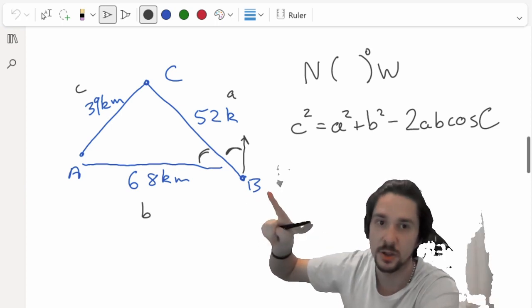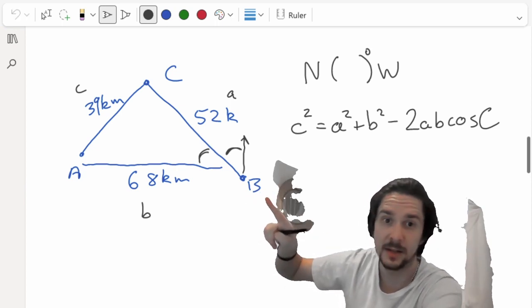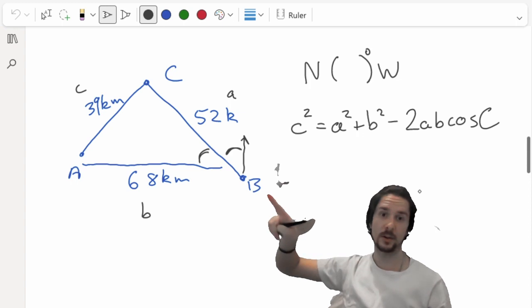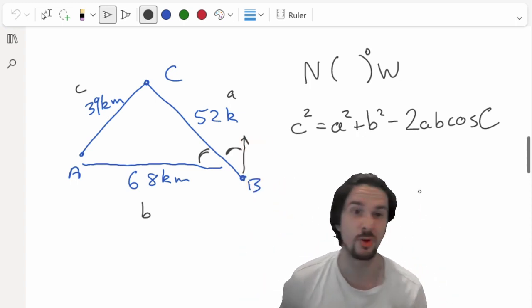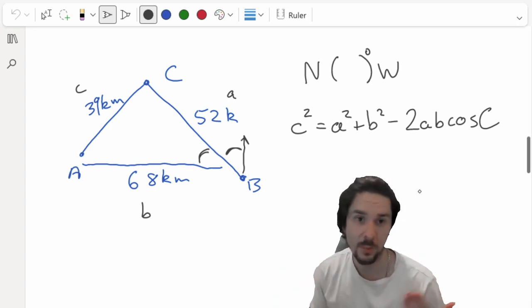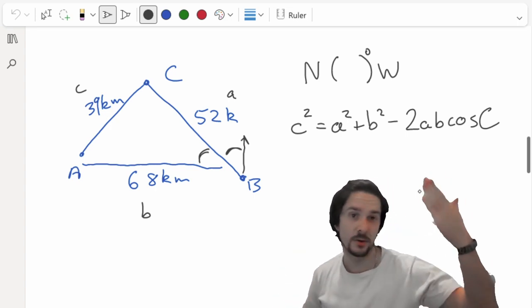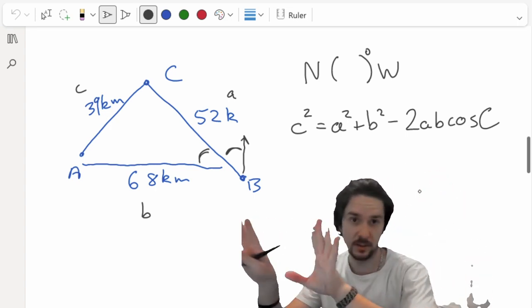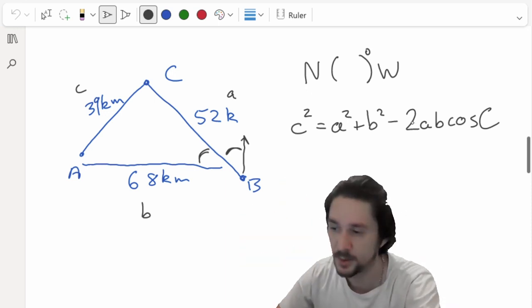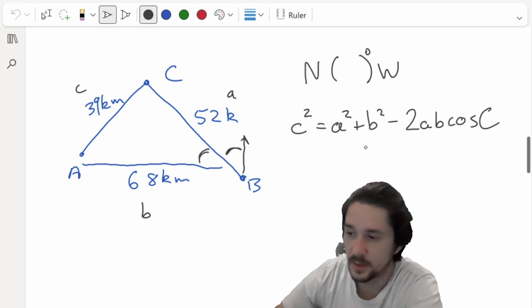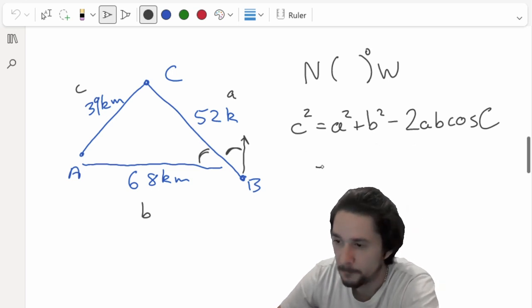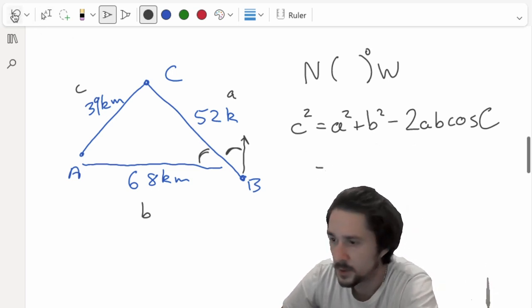Normally, by convention, we would name a side by the lowercase character of the angle opposite, but we're abandoning that because this triangle doesn't work that way. So we have to show that we understand this formula enough that we can correctly name the sides. Before I put in the values though, I'm going to rearrange all of this.